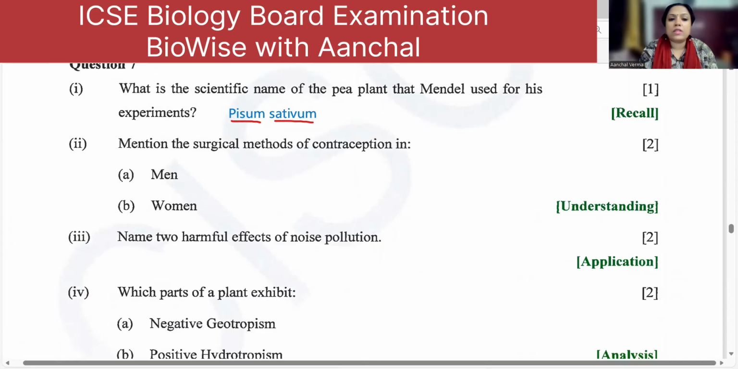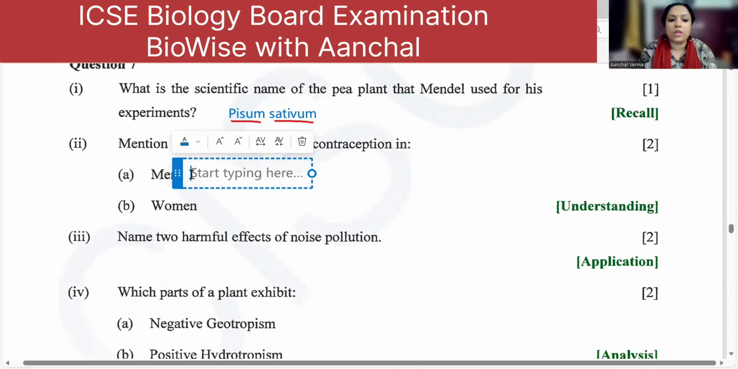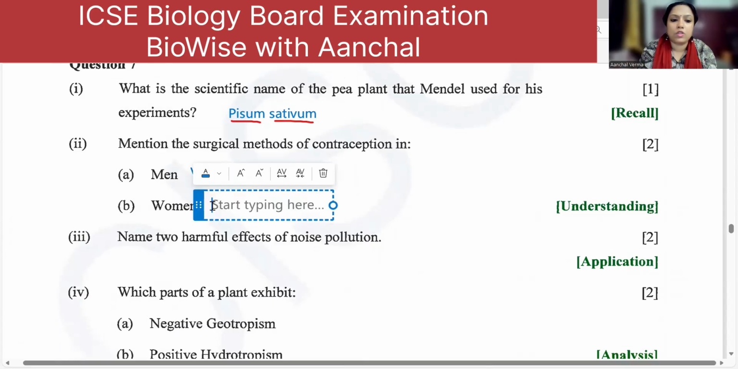Okay. Mention the surgical method of contraception in men. Now, in men, you have vasectomy, that is, vas deferens is cut and ligated. And in females, you have tubectomy, that is, fallopian tube is cut and ligated.